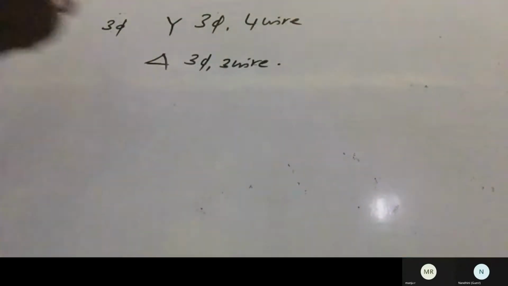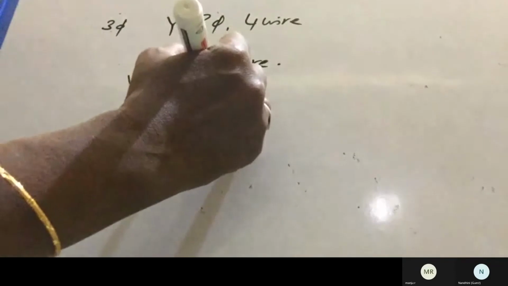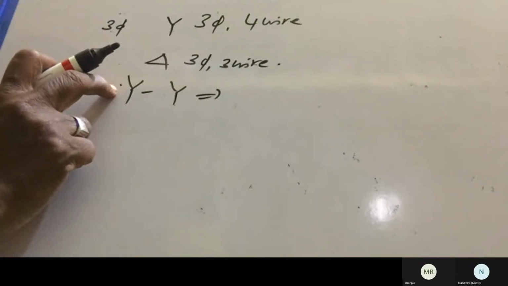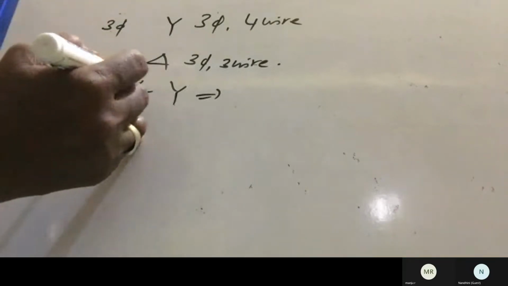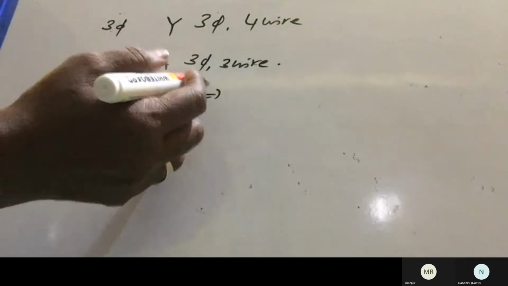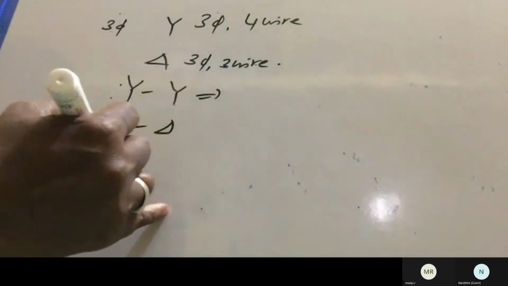So what relation exists between the star connection and the delta connection? Commonly we take the star to star connection, which is economical. So for economical purposes we take star to star line voltage. In the generating station as well as the distribution station we can take star to star connection for economical purposes, or otherwise we can take star to delta or delta to star.